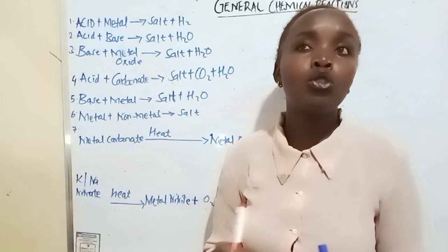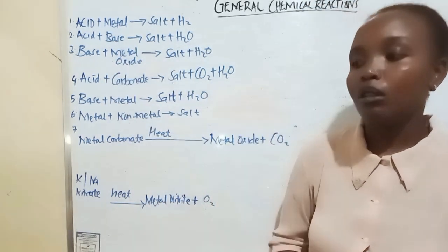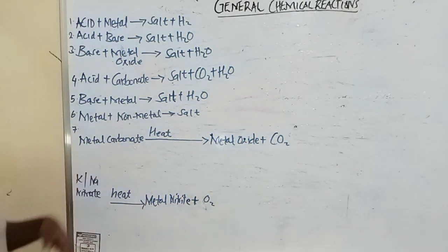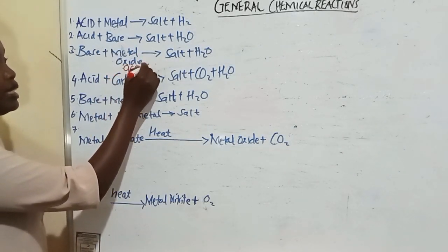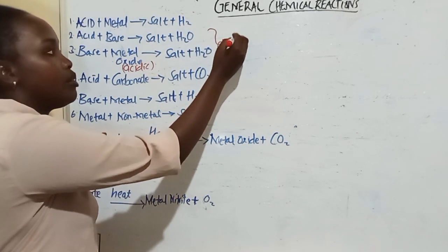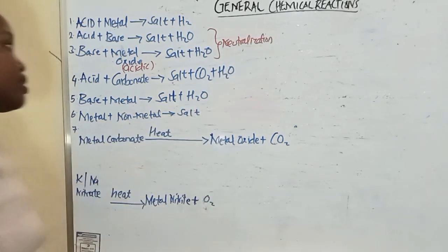And another thing that you need to know is whatever we're doing here today, the general equations. Now let us start. The reaction between an acid and a metal is going to give you salt and hydrogen gas. Acid and a base gives you salt and water. Base plus metal oxide gives you salt and water. Remember, metal oxides act as if they are acidic in nature. So these two equations, we call them neutralization. So they are known as neutralization reactions.